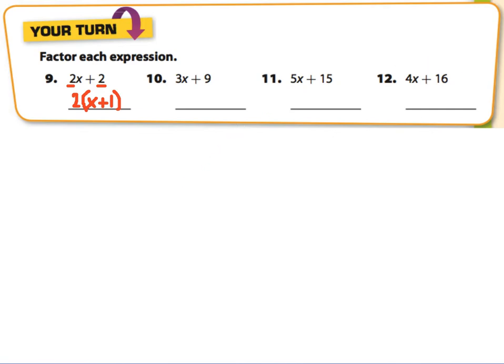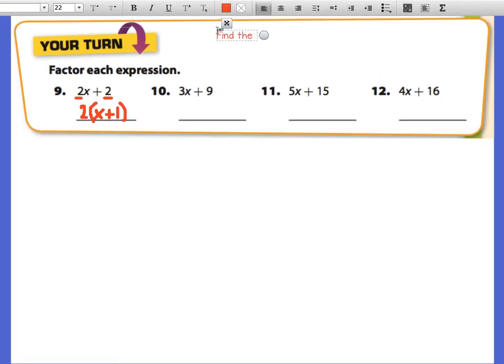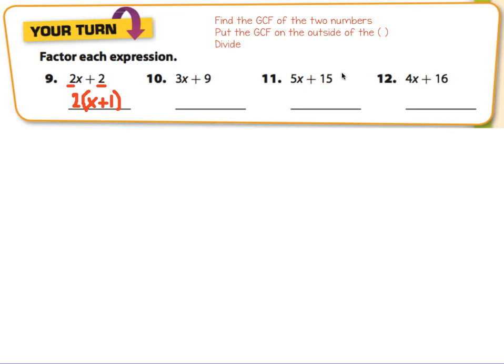So again, find the GCF of the two numbers. Put the GCF outside the parentheses. Then divide. And then just remember to keep the sign that's on the inside. So go ahead and try it on your own, and when you come back, we'll check your answers.